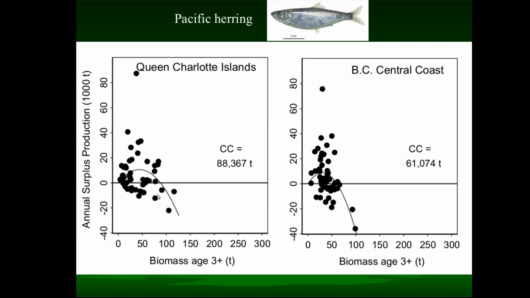Much lower carrying capacities here out on the Queen Charlotte Islands and the BC Central Coast. Again, the density dependent factors that are causing these differences are not known and the subject of ongoing research. And here are the estimates of the carrying capacities, just using the results of this curve fit, which you can do in R quite easily, and asking where this curve crosses the y-axis. It crosses the y-axis where the biomass at age 3 plus is 88,000 tons.